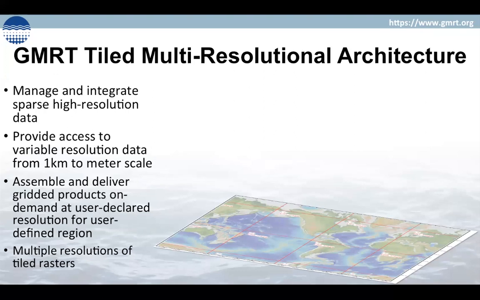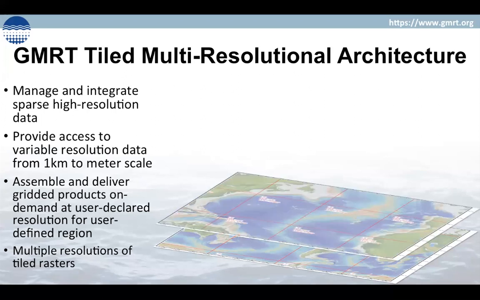So the way that we really bring all this data together is through this multi-resolution architecture. It's really good for helping us manage and integrate sparse high-resolution data, and to be able to provide access to these different content types at these different resolutions and really deliver it seamlessly to the user. And the way that we manage it very simply is that we have different resolutions of these tiled rasters. This image at the bottom shows one of the lower resolution tile sets. It gives you the extent of some of the tiles, right? So each tile is basically a grid in and of itself.